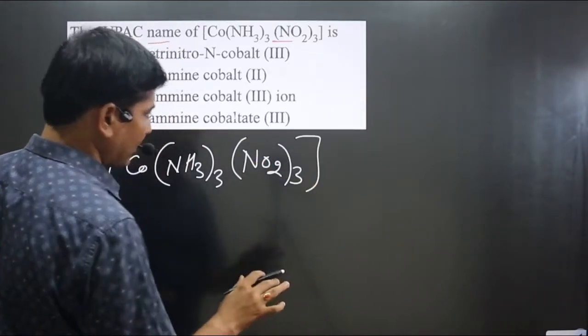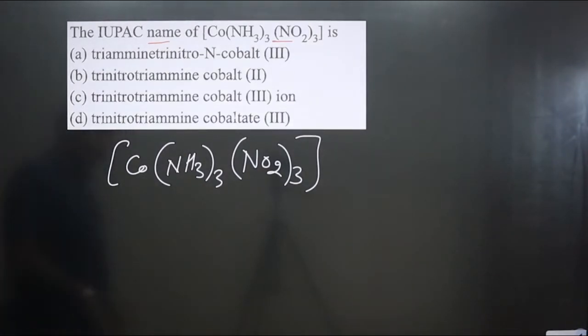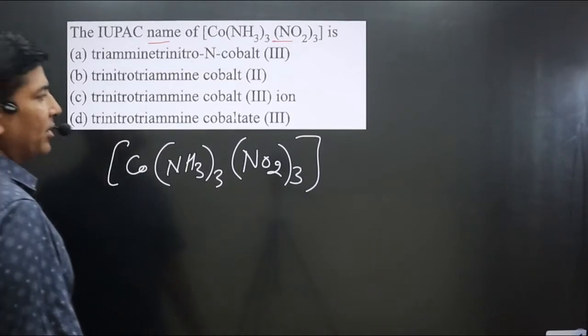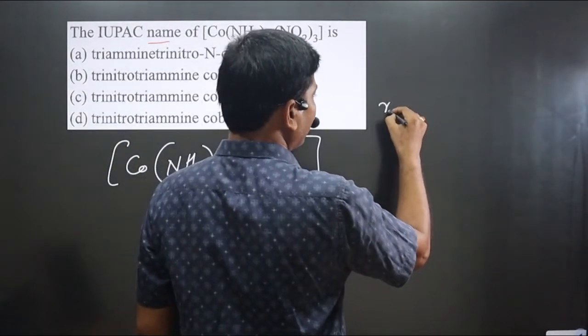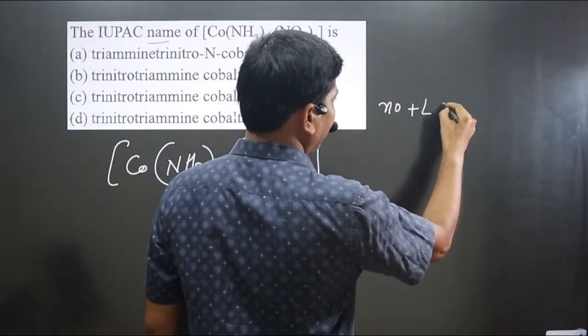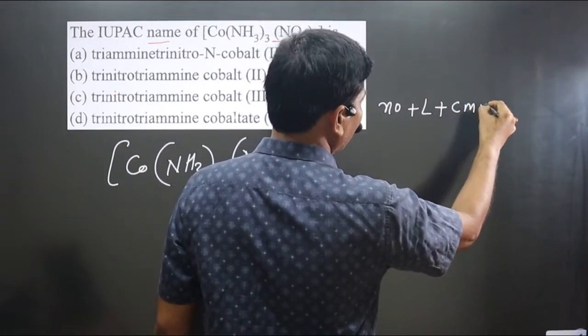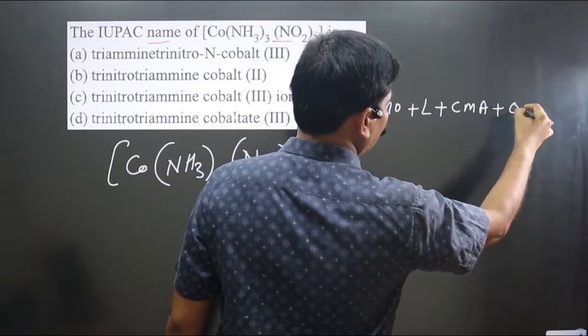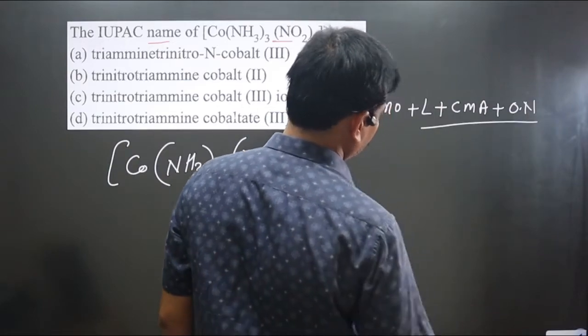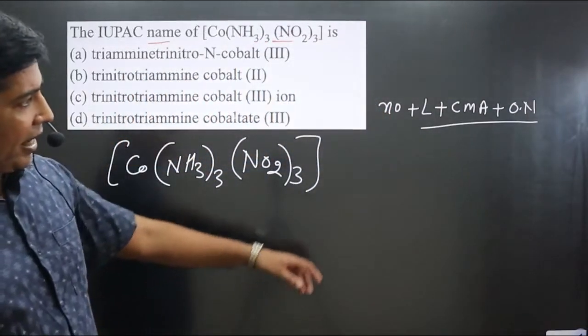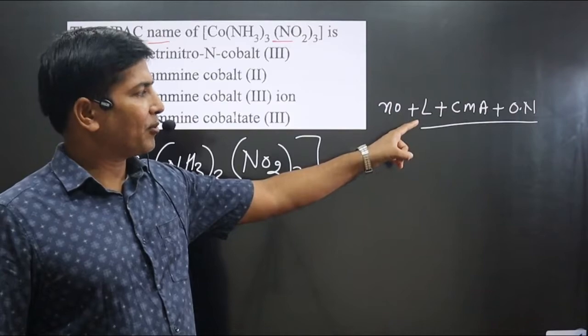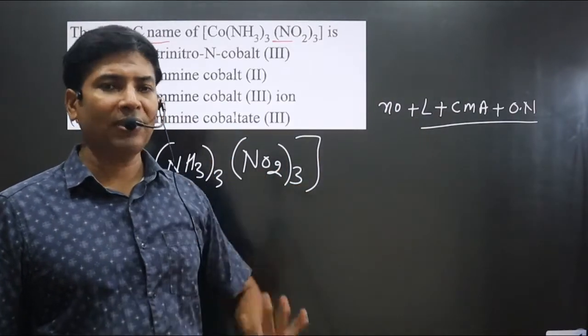This is the complex. This is a neutral complex we have. So for the naming of the complex, we follow the order. What is the order? First of all, we have the number of ligands, then the type of ligand, then the central metal atom, and then the oxidation number of the central metal atom. This is the order we follow. If more than one type of ligand is given, then we write them in alphabetical order.